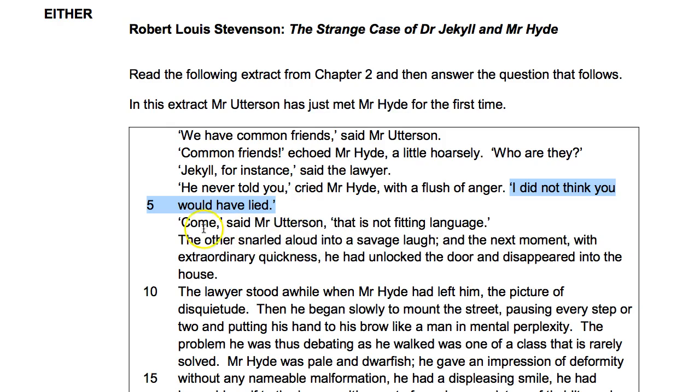Now I go to my next quotation, wherever that may be. "Come," said Mr. Utterson, "that is not fitting language." The other snarled aloud into a savage laugh, and the next moment, with extraordinary quickness, he had unlocked the door and disappeared into the house.